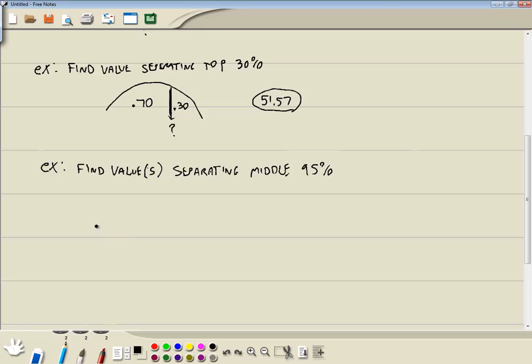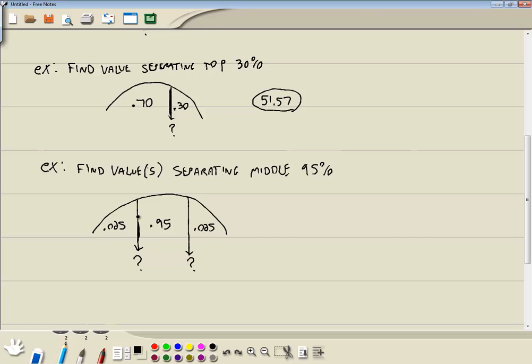And then this one tells us the middle 95%. Well, if they're telling us that the middle contains 95%, that means that this has to all add up to 100%. So if 95% is in the middle, then we're going to split 5% into the tails. So this will be 0.025, and this will be 0.025. Now we're trying to find 2 values here. Trying to find this value and trying to find this value.